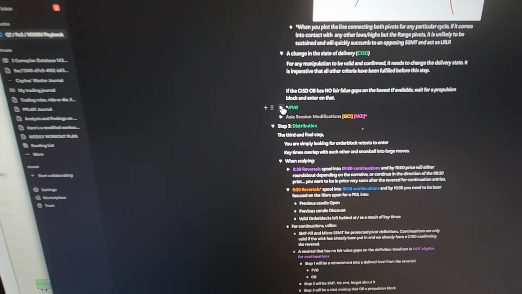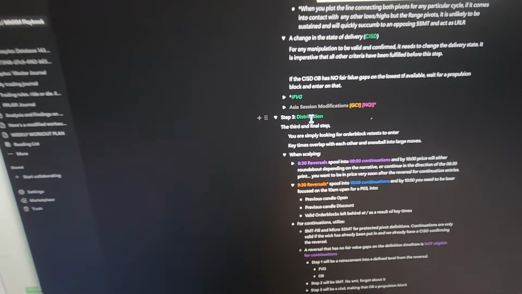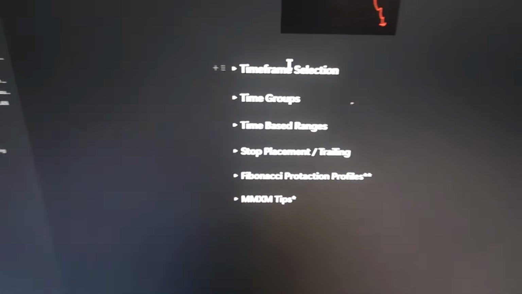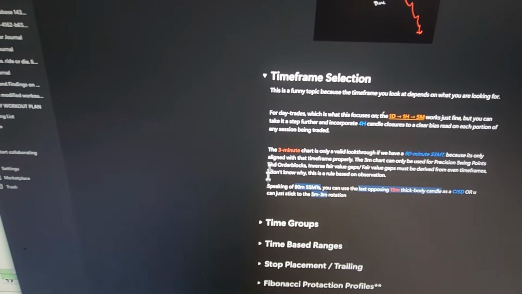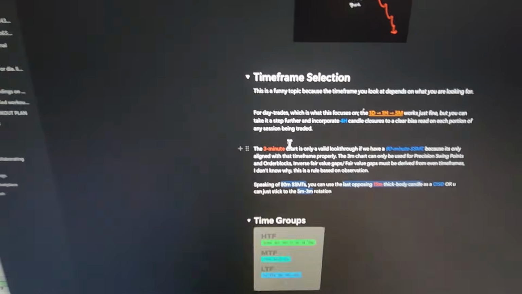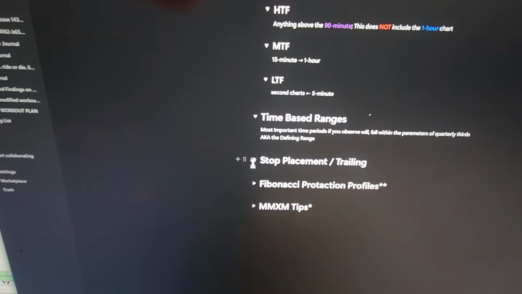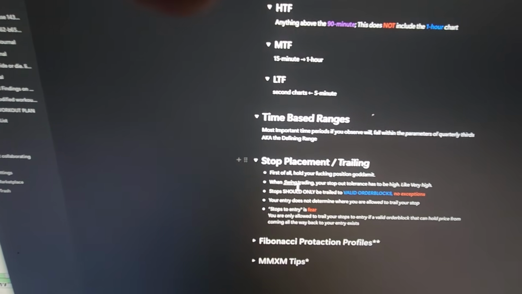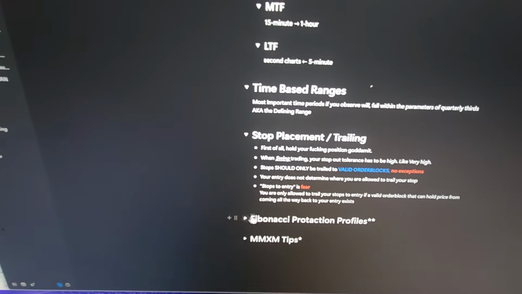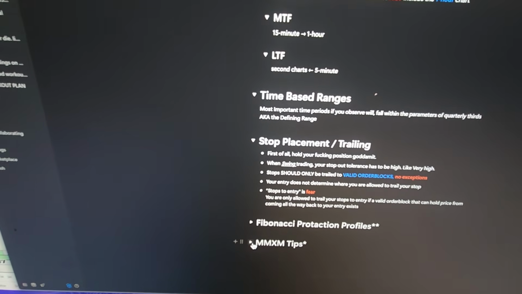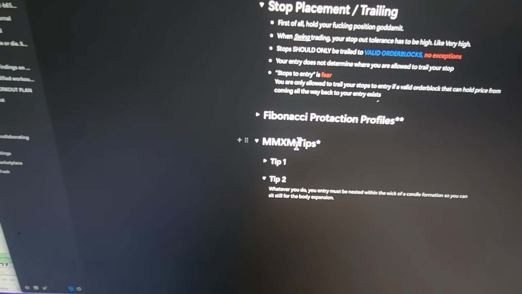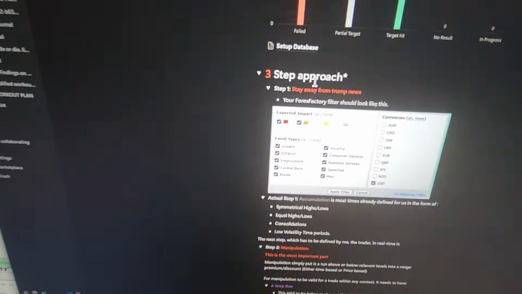There's ups and downs, deep points of drawdown, right? I had to define everything. I got the time frame selection that defines what time frames I use. We got the time-based ranges that define some things in the model. We got the stop placement. I can't move my stop anyhow. We got the protection profiles. We got some tips that I make up when I notice some things in the market.